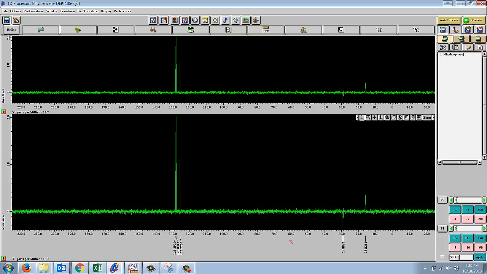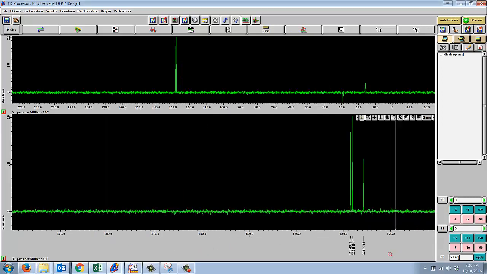One thing you should notice is that around 77, where our chloroform, our NMR solvent, was, does not show up on the DEPT, and it's because that sample, the chloroform-d, has no hydrogens on it. It is CDCl3, and so because there's no hydrogens on it, it doesn't show up on the DEPT either.